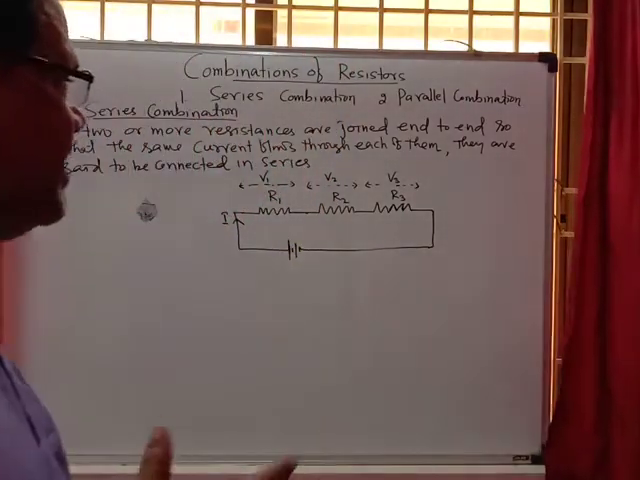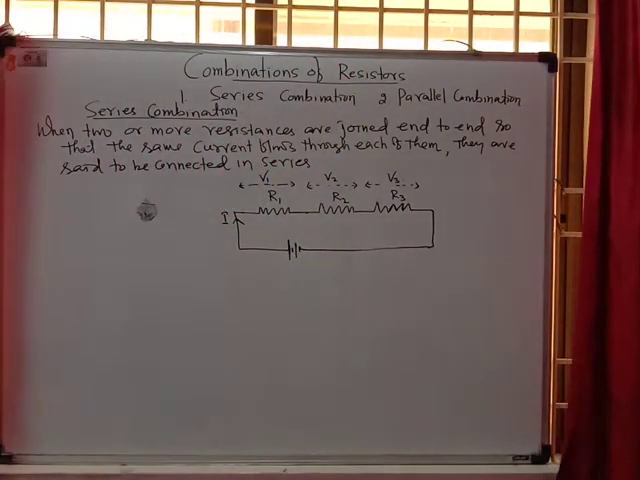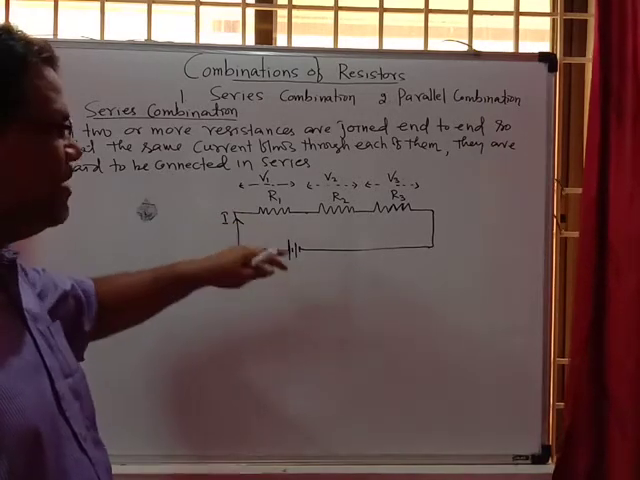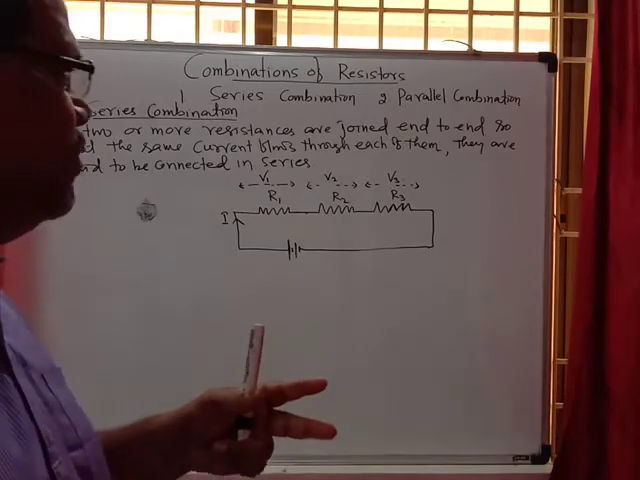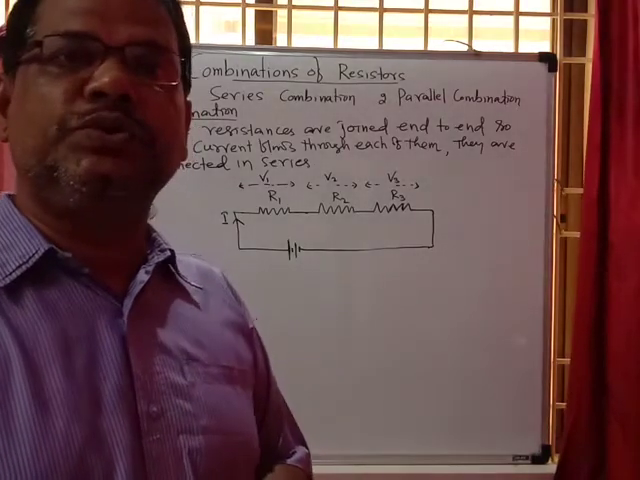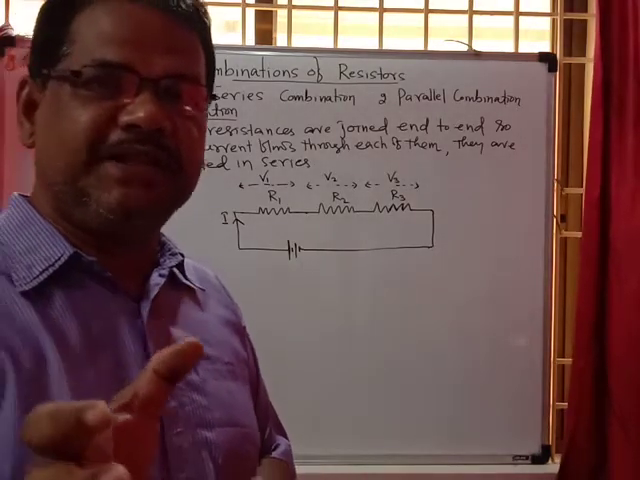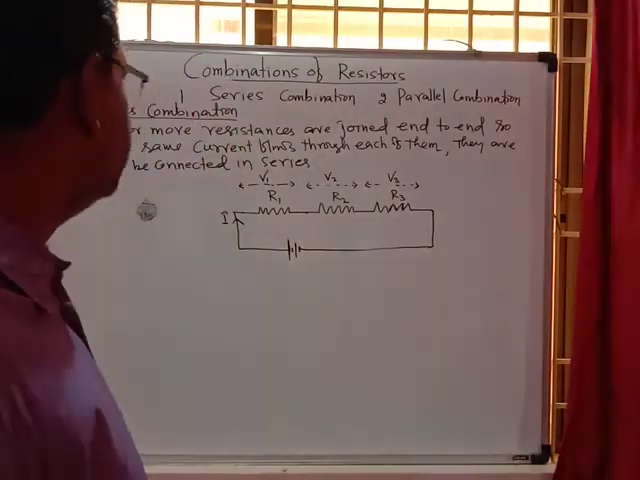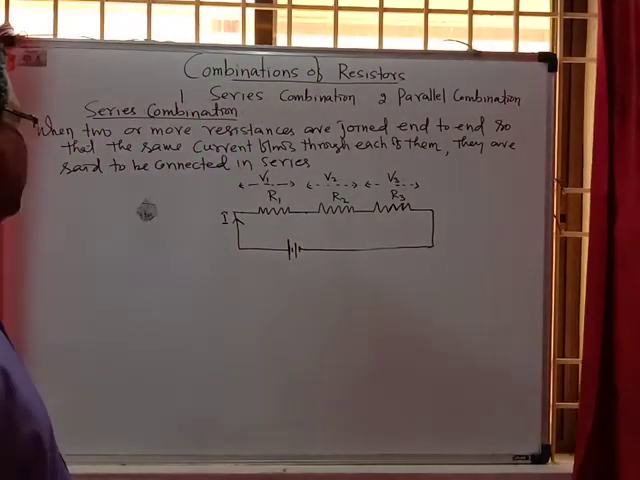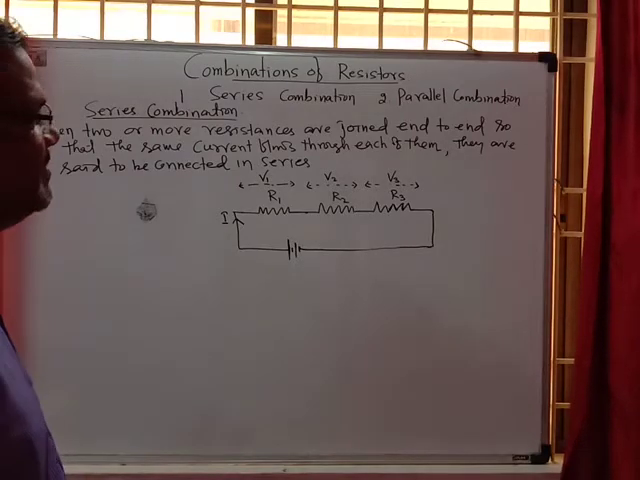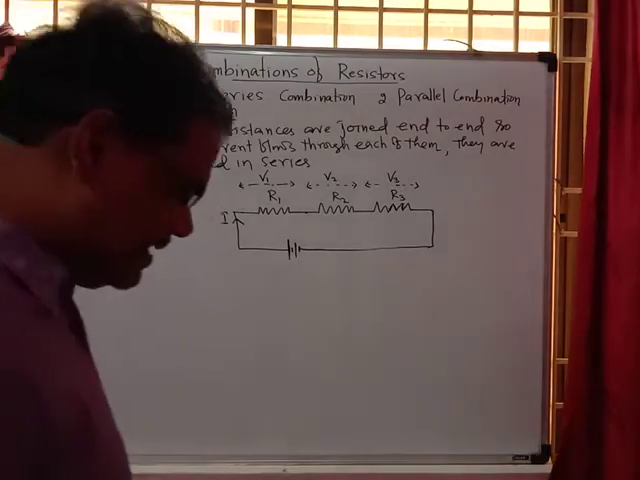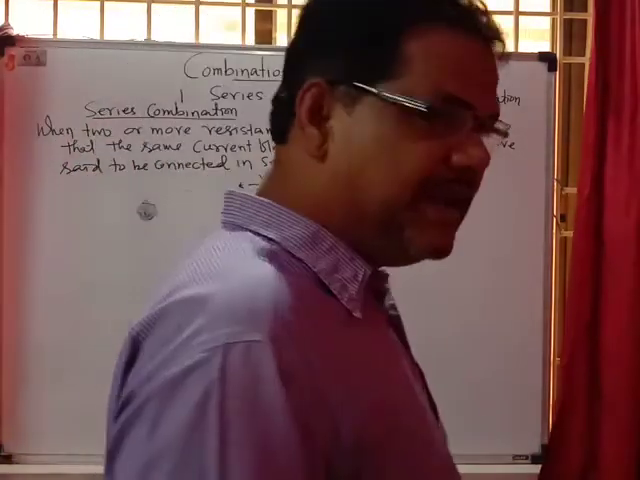So combination of resistors means that we have resistors, and we have to combine two or more resistors to get the effective potential difference, or the effective current flowing through each of the components or the resistors. So combination of resistors is of two types. One is the series combination, another is the parallel combination.